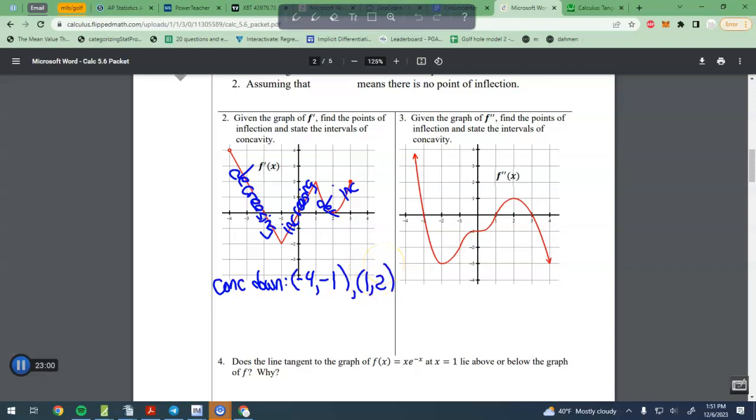If I had to justify that, they didn't really ask me to, but you will be asked to later. I would say because f prime is decreasing. So the slope of f prime is negative, which means the derivative of f prime is negative, which means the second derivative is negative.